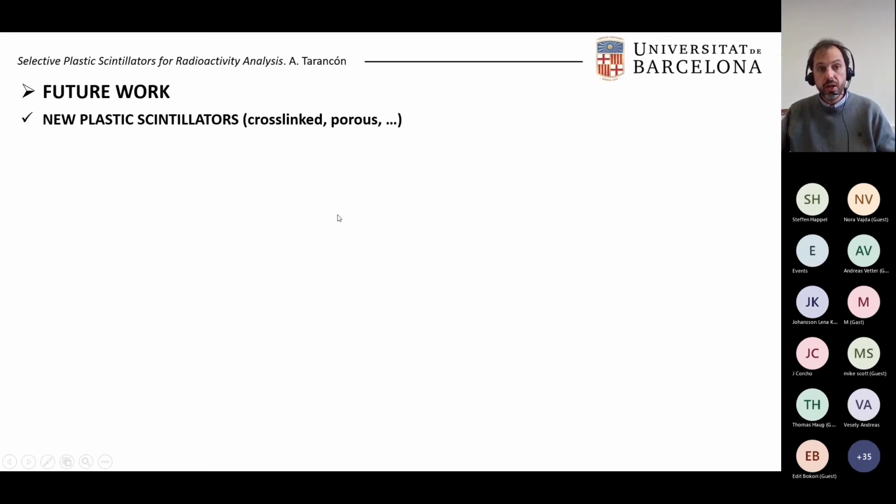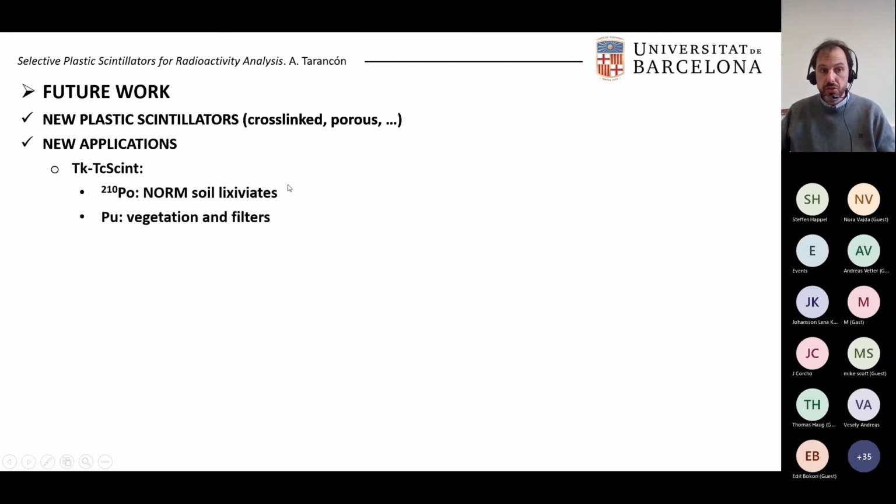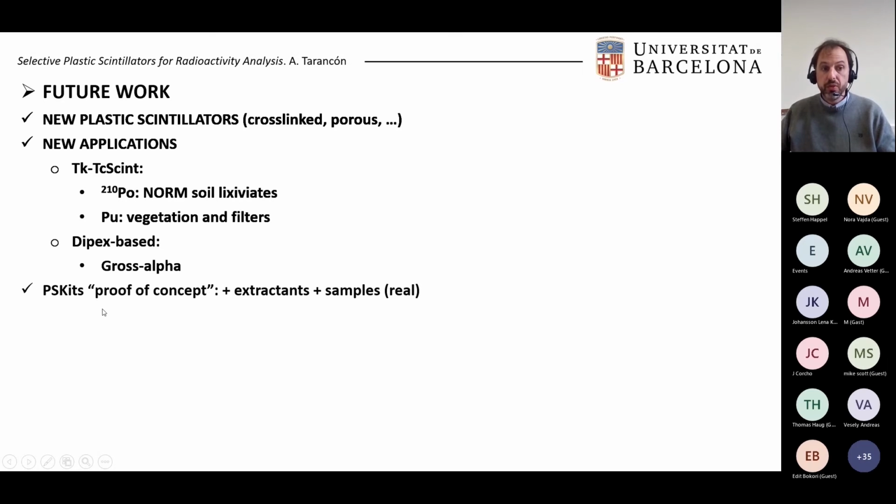So for future work, we are full of ideas. New plastic scintillators to improve separation in columns, with porous scintillators with more capacity. Of course, more applications of the technetium scintillator resin for polonium in NORM leachates, or plutonium in filters and vegetation, and the gross alpha in the diphosphonic-based resin. Also to make a proof of concept of the plastic scintillation kits, test more extractants, and also important to test more real samples, to see if we can make this selective determination.